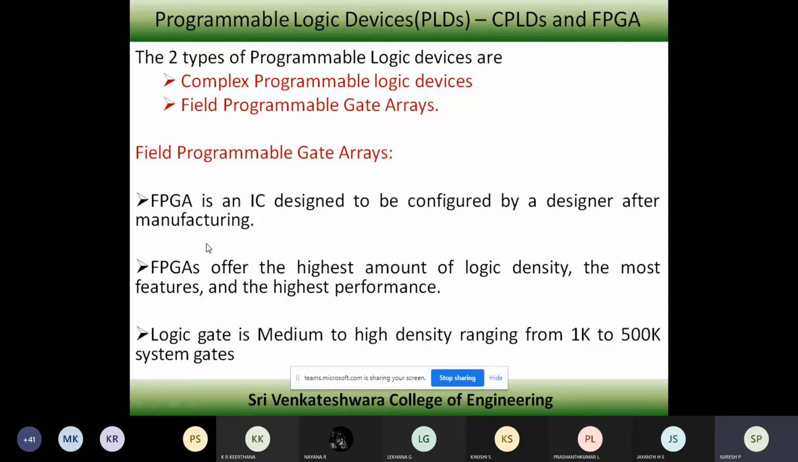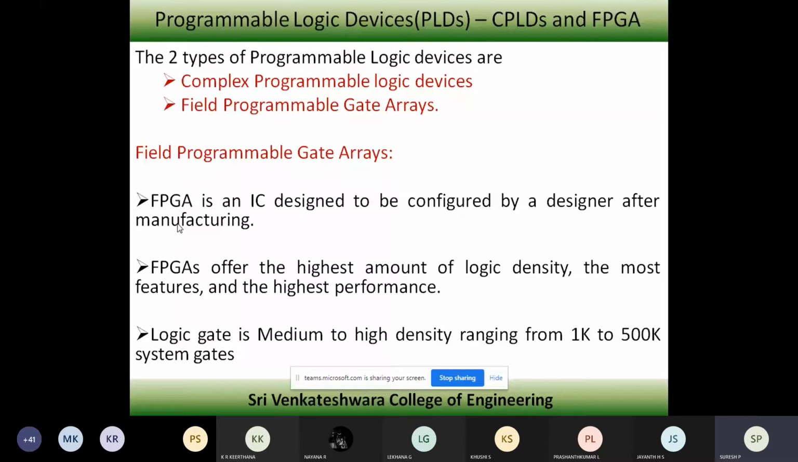So it is designed to be configured by a designer after manufacturing. That means you are going to design the IC, and after designing the IC, I am going to configure that particular IC depending upon my requirement. Because initially, how many logic functions and how many gates should be there inside that particular IC, they will manufacture it, but they will not program it.